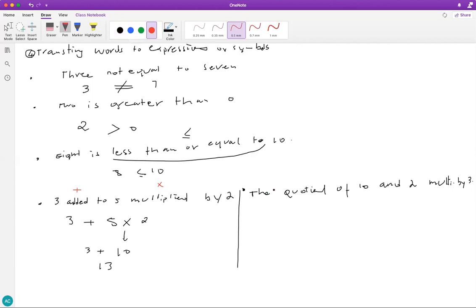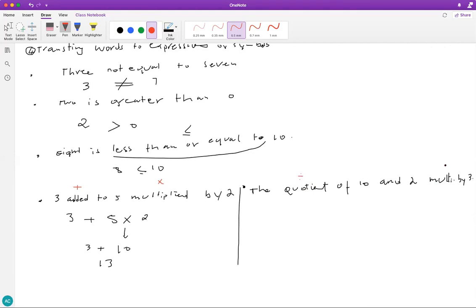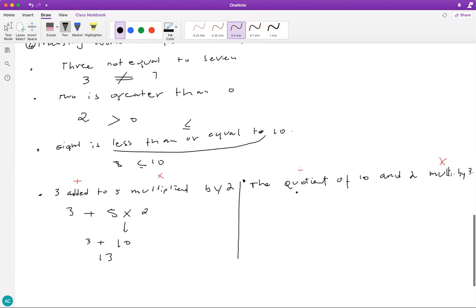First, you want to translate each word. What do we mean by quotient? Quotient is division. That's right. Quotient is the result of division. When you say the quotient of two numbers, that means their division. And of course, this is multiplication here. All you have to do is write this in one expression and simplify it. So how do you write the first part, the quotient of 10 and 2, in symbols and numbers? 10 divided by 2. Exactly, then multiply by 3.